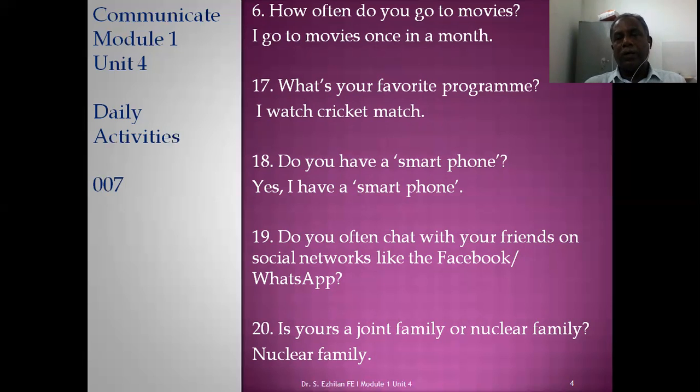I hope you understood all these 20 questions. Whenever possible, try to raise a question, try to respond to the question, try to allow others also to raise a question, and try to respond to the questions in English.